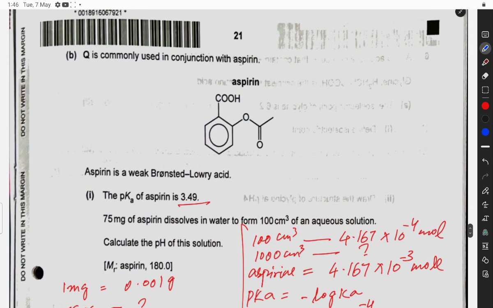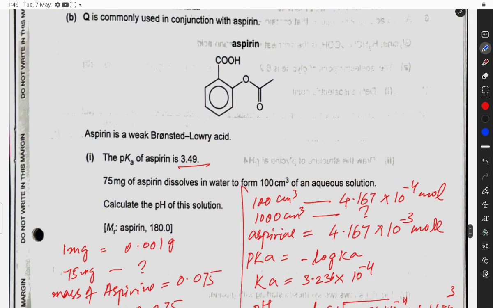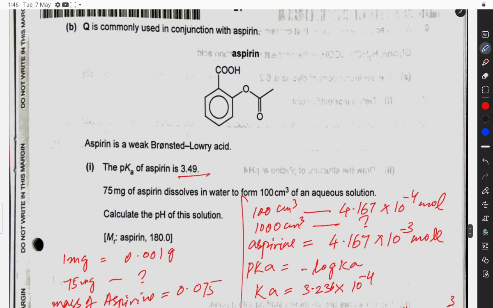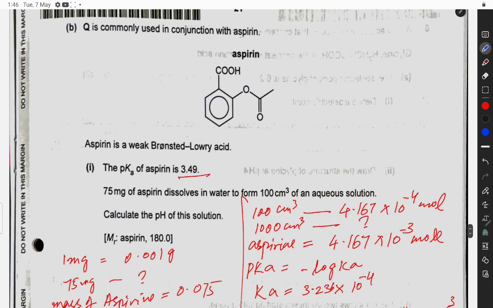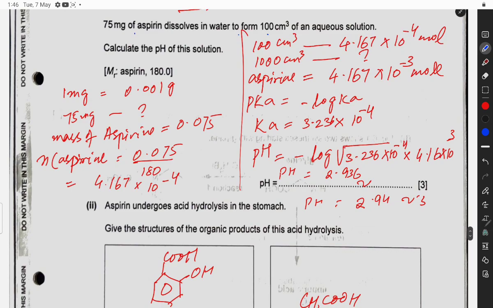Next, Q is commonly used in conjunction with aspirin. Aspirin is a weak Bronsted-Lowry acid because it is a proton donor. The pKa of aspirin is 3.49. 75 milligrams of aspirin dissolves in water to form 100 cm³ of aqueous solution. Calculate the pH of this solution.